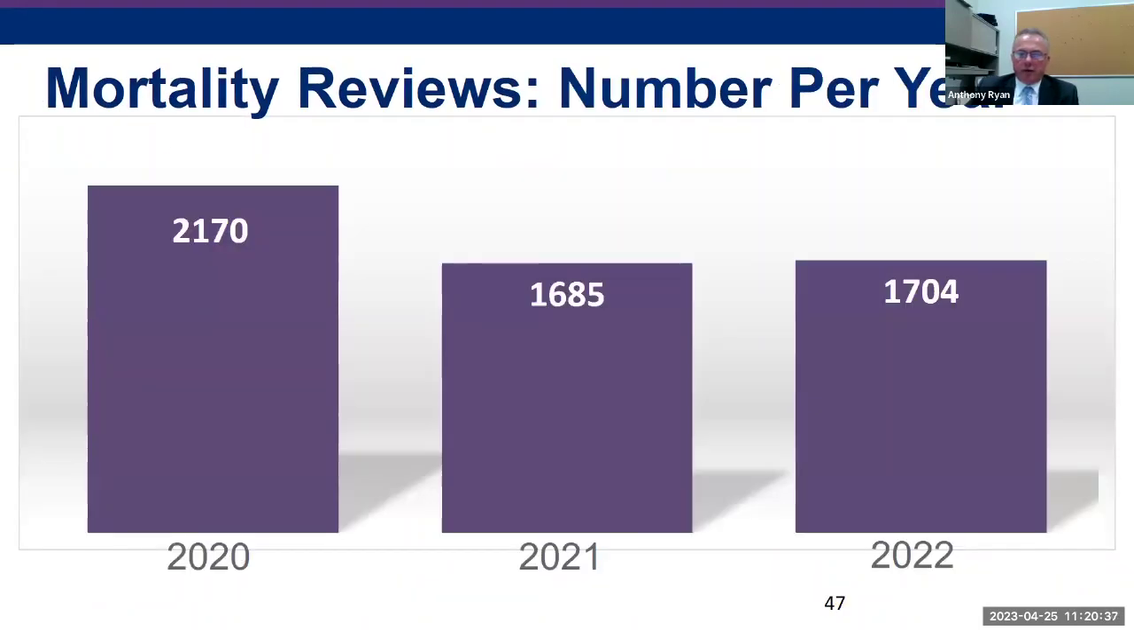The number of mortality reviews that we've conducted for the past 3 years: in 2020, we conducted 2,170 reviews. In 2021, we conducted 1,685 reviews. And last year, 2022, we conducted 1,704 reviews. These were deaths that were received by the Justice Center in that year.